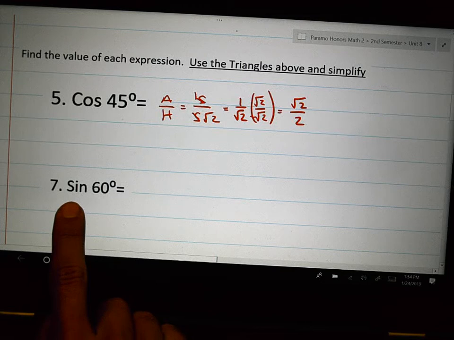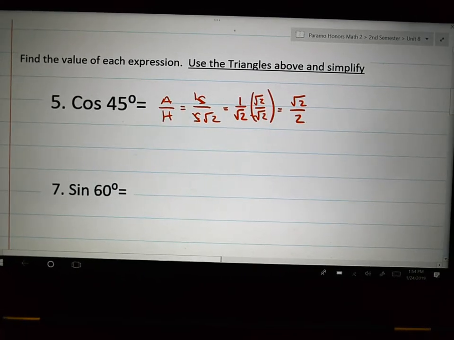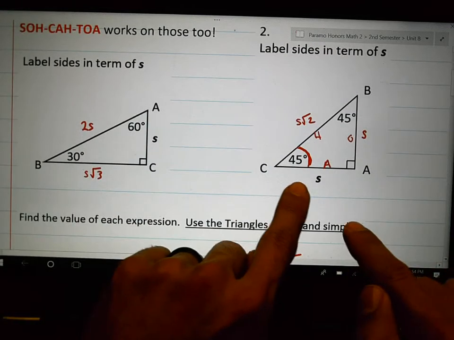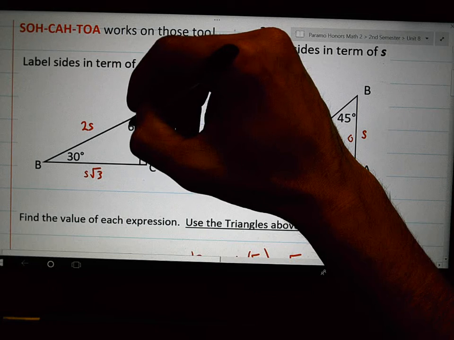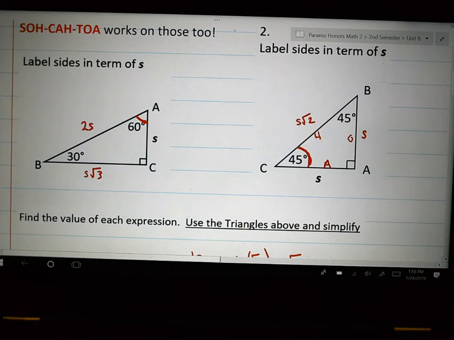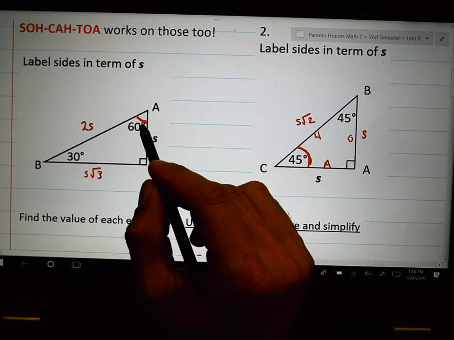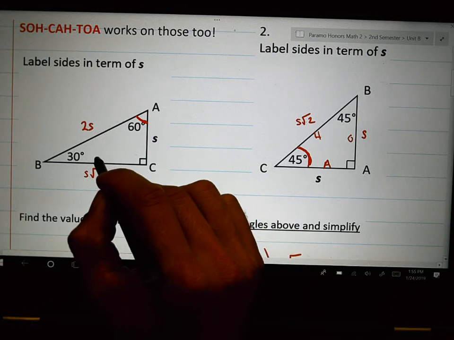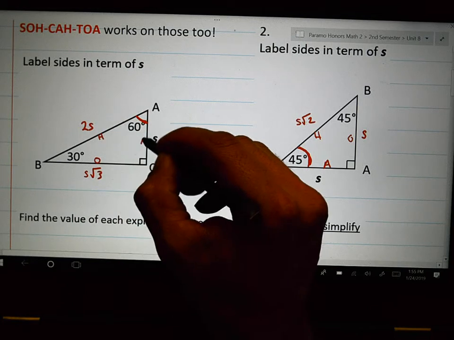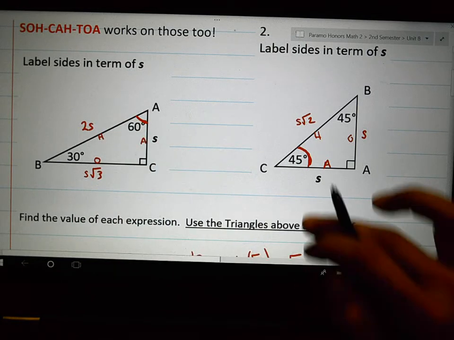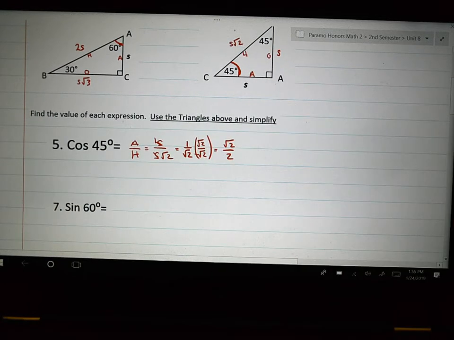Next one, number 7. Sine of 60 degrees. We're not using this triangle anymore. We're using this triangle. 60 degrees is this angle. You highlight the 60-degree angle. You're going to label each of these from that angle. Which one's opposite? You put the O right there. Which one's the hypotenuse? You put the H right there. Which one's the adjacent? You put it right there. And you're going to use that to answer what is the sine of 60 degrees.